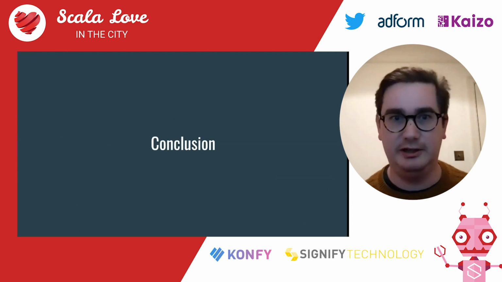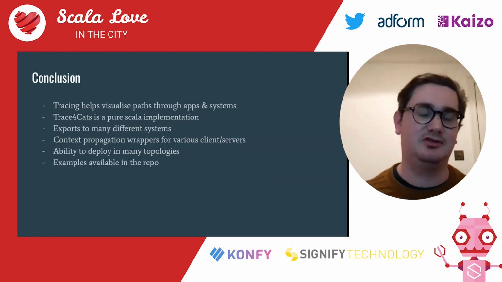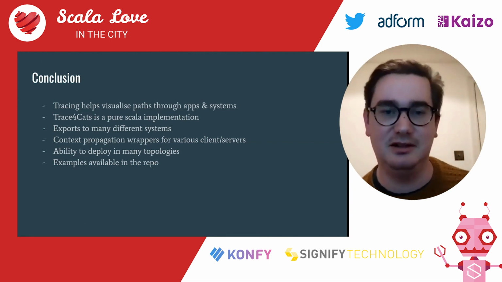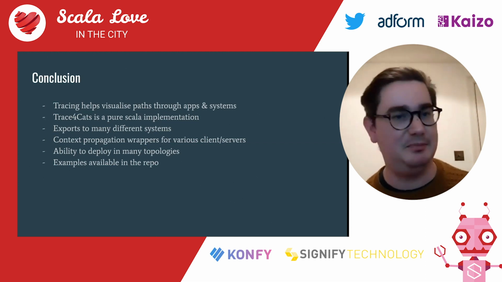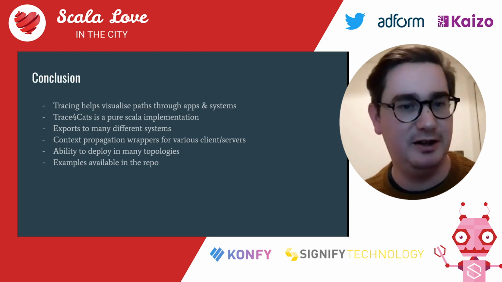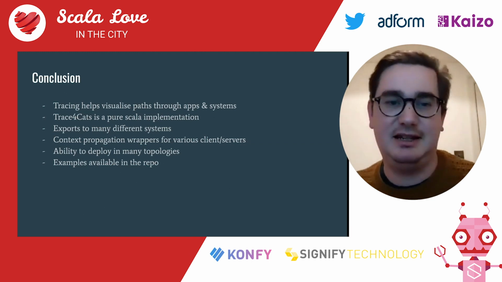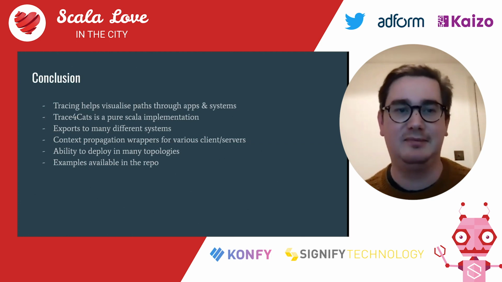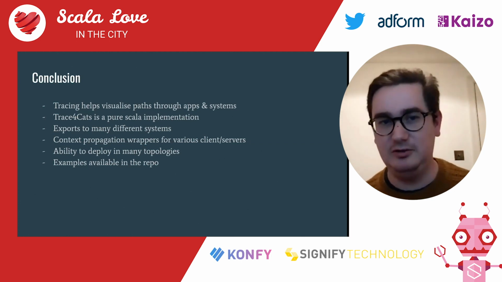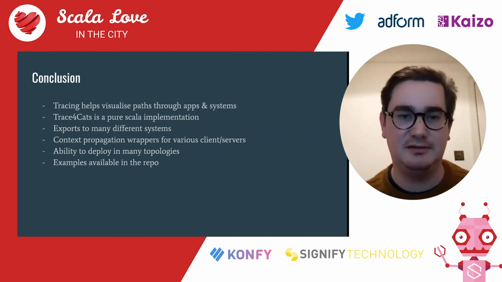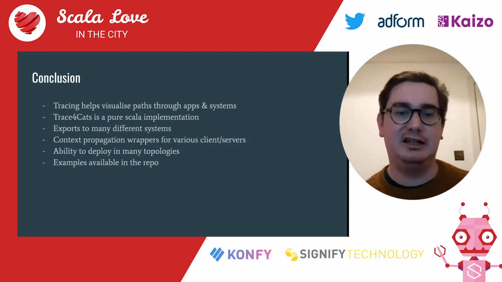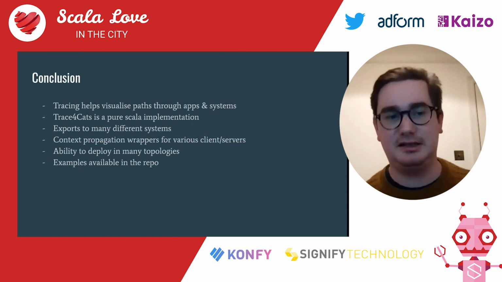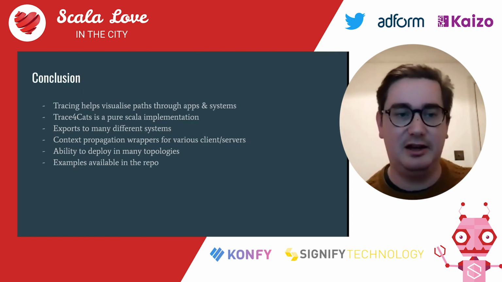So to conclude, tracing helps you visualize these call paths through your apps and systems and debug things and build maps and everything. It's quite nice. Trace4Cats is a pure Scala implementation of a tracing system and library with few dependencies outside the Cats Effect ecosystem. And it can export to many different systems, but you don't necessarily have to depend on those systems' libraries to use them.